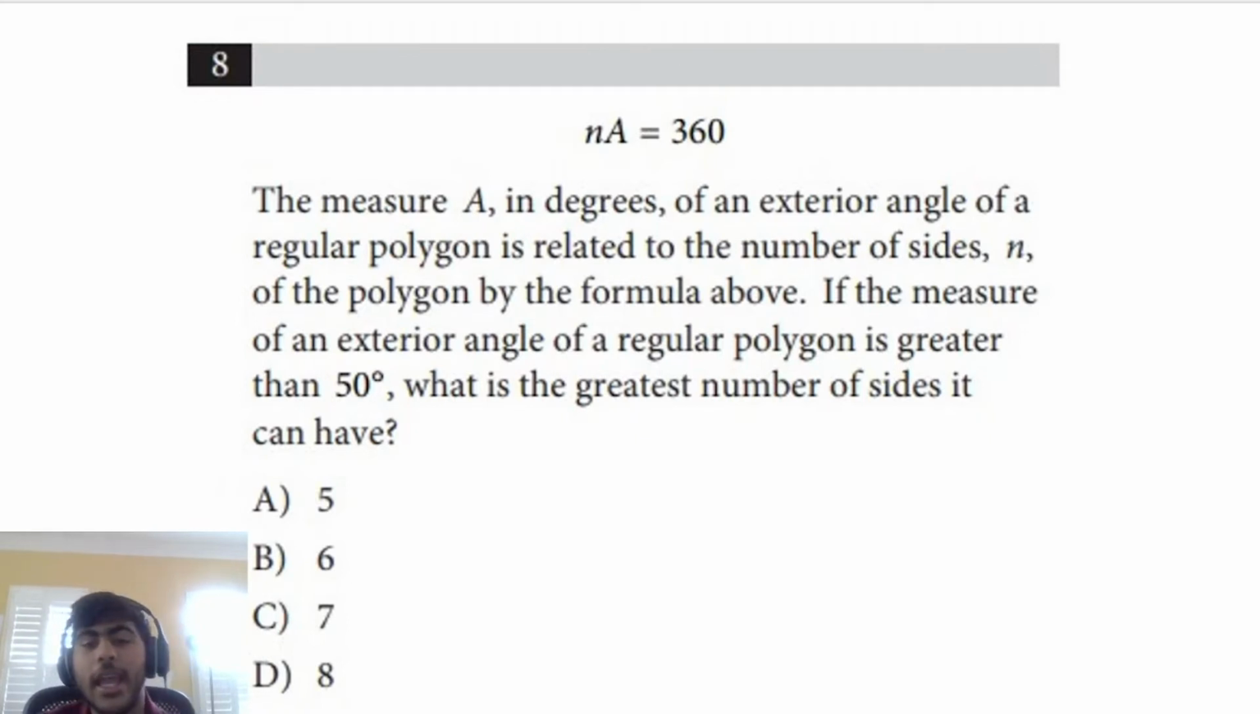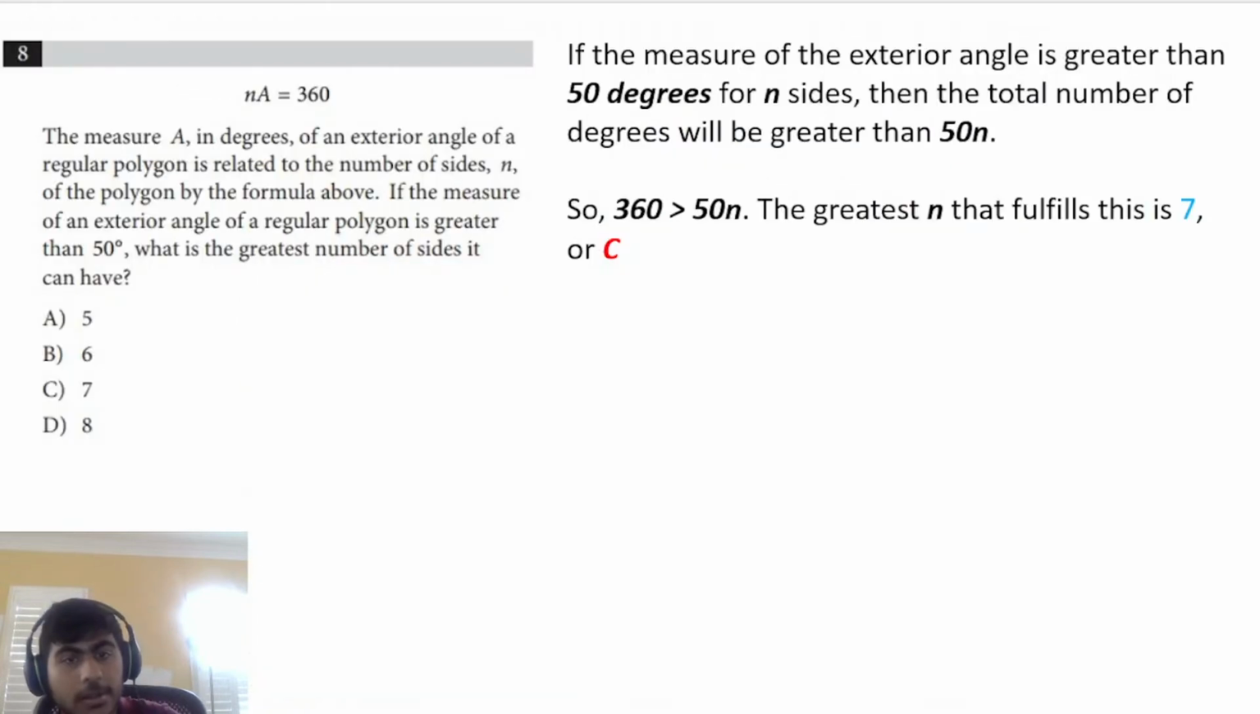We're told that N times A equals 360, where the measure A in degrees of an exterior angle of a regular polygon is related to the number of sides N of the polygon by the formula above. If the measure of an exterior angle of a regular polygon is greater than 50 degrees, what is the greatest number of sides it can have? Well, the measure of the exterior angle is greater than 50 degrees for n sides, and the total number of degrees will be greater than 50n. So 360 is greater than 50n. Well, the greatest n for this is 7, or answer choice C.